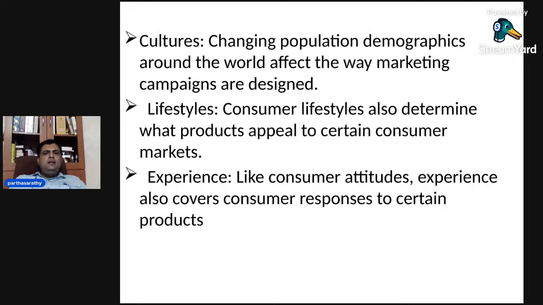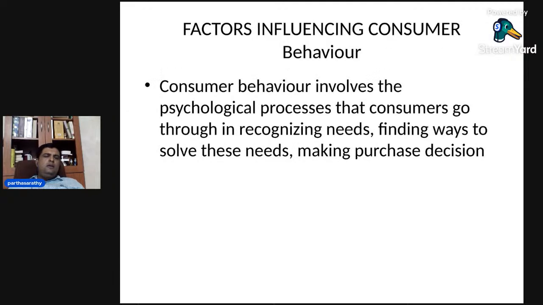Then the consumer's lifestyle also determines what products appeal to certain customers. Of course, the customer's lifestyle in rural areas is totally different. In semi-urban areas it is different, in urban areas it is different, and in metropolitan cities it is different. The customer's attitude and experience also shape the consumer's response to a certain product.